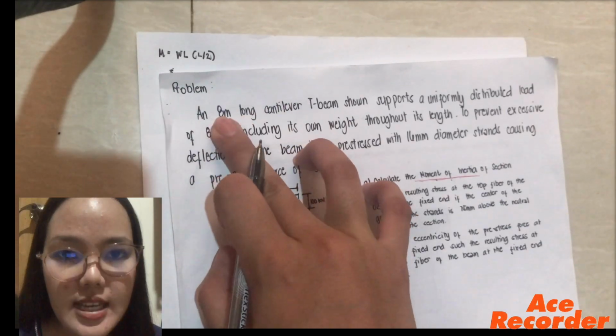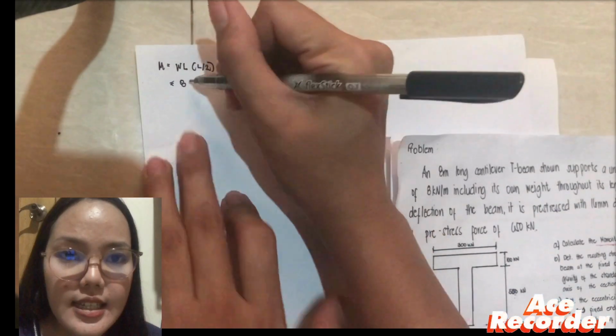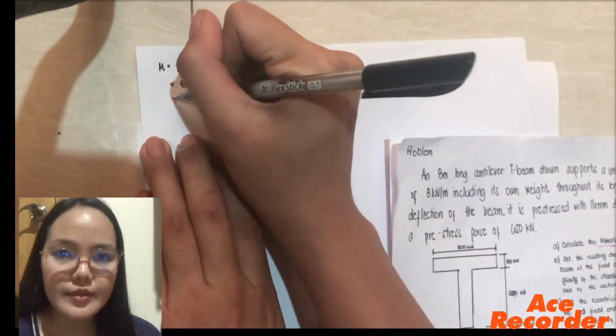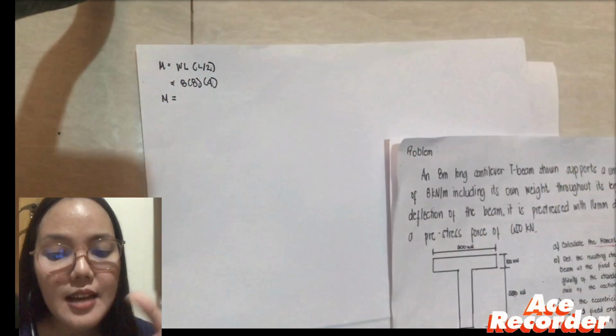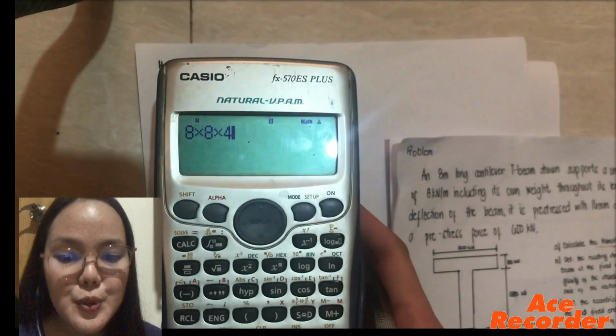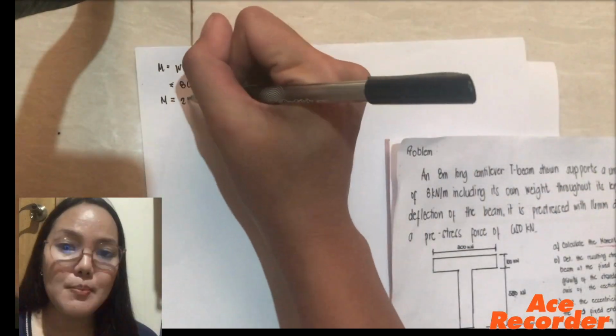So, as you can see, 8 kilonewton per meter is the weight and 8 meter is the length. 8 times 8 squared over 2. If we calculate this, we can get 256 kilonewton meter.